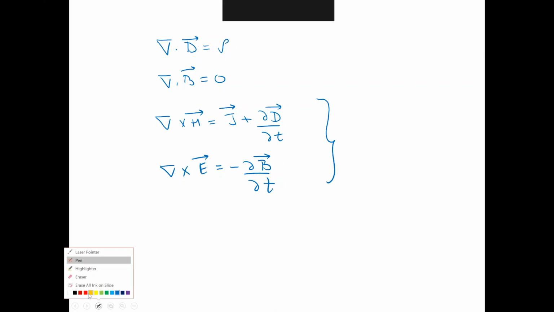You notice, if my B field is varying with time... if B field is not varying with time, if B field is constant, that's static magnetic. But if B field is varying with time, then I would create an electric field. And that electric field would curl around perpendicular to B field.